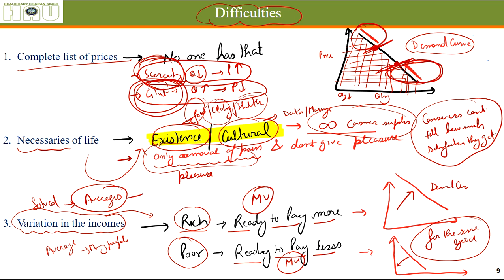In terms of averages, let's say there are 1,000 people, some of them are rich and some of them are poor, and they have different levels of income. When we average their incomes, there comes to be a single demand curve which might be able to give us a fair idea about consumer surplus according to the prices. Okay.